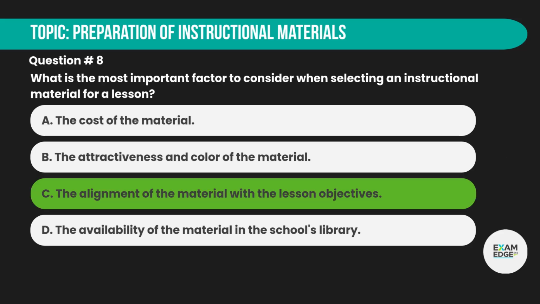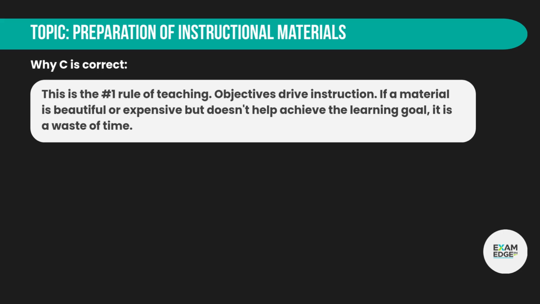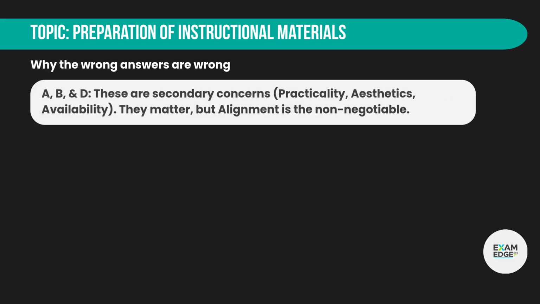Correct answer: C. The alignment of the material with the lesson objectives. Why C is correct: This is the number one rule of teaching. Objectives drive instruction. If a material is beautiful or expensive but doesn't help achieve the learning goal, it is a waste of time. Why the wrong answers are wrong. A, B, and D are secondary concerns: practicality, aesthetics, availability. They matter, but alignment is the non-negotiable.